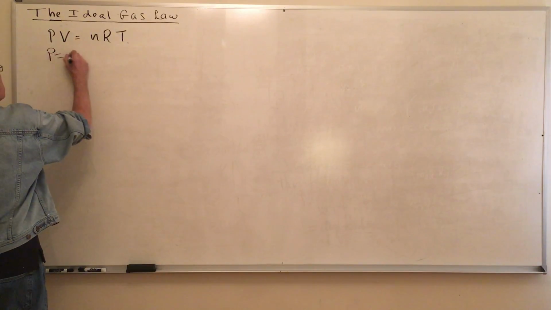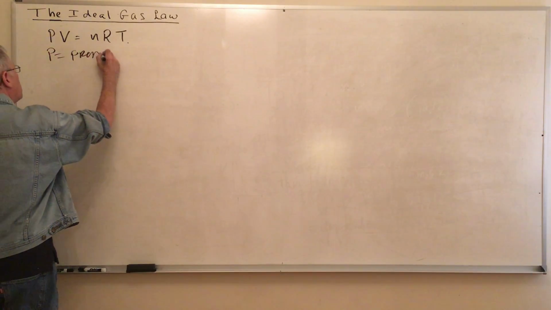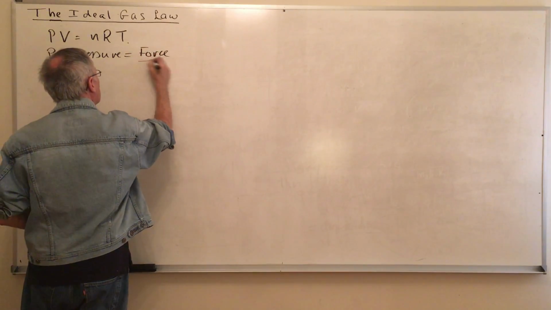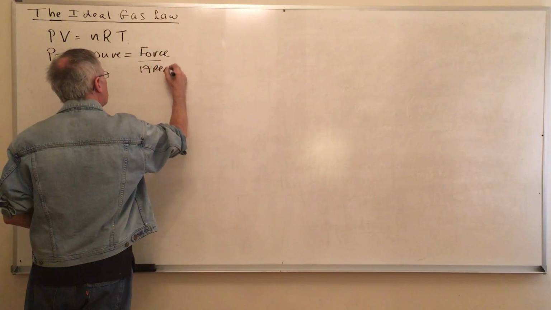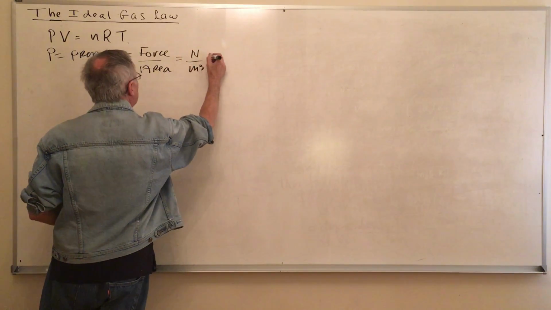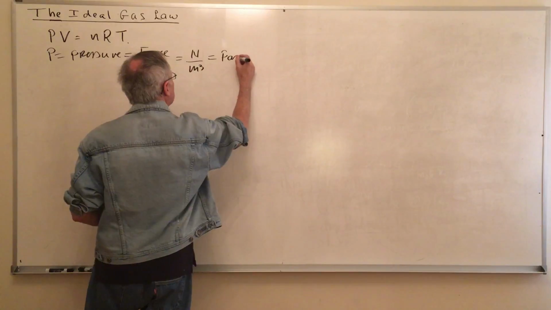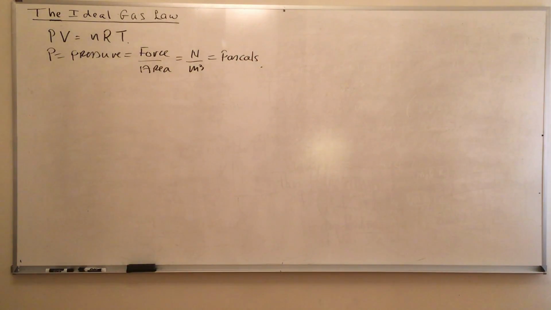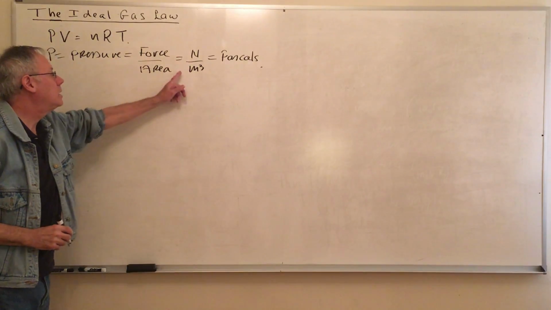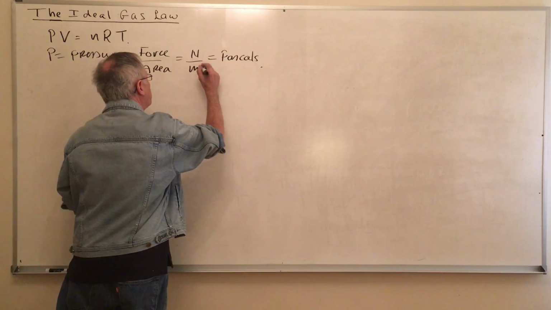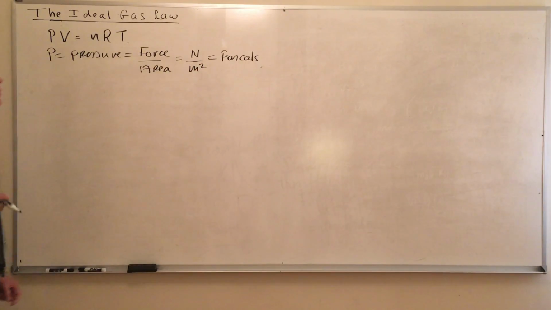P, pressure, which is force over area, which is newtons per square meter, and these are called pascals. Pascals are our units of pressure in terms of SI units, newtons and square meters. Sorry, square meters is area, cubic meters is volume. Since we're talking about volume, let's look at something else.